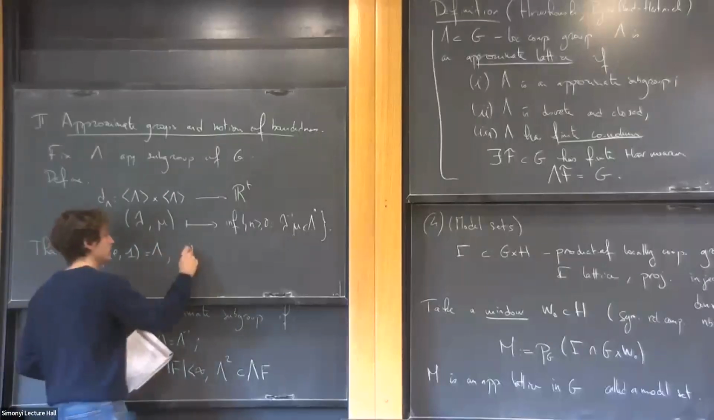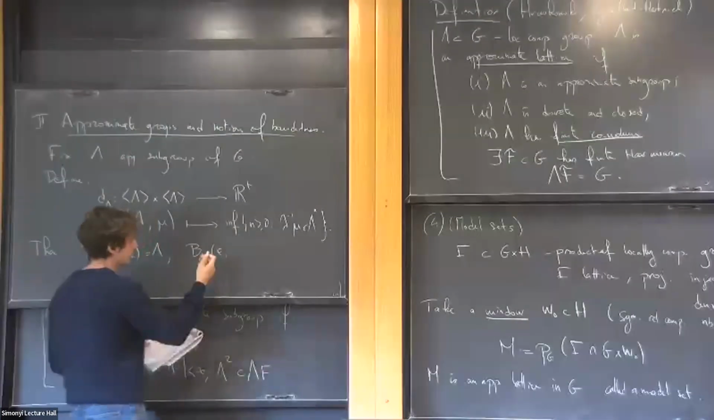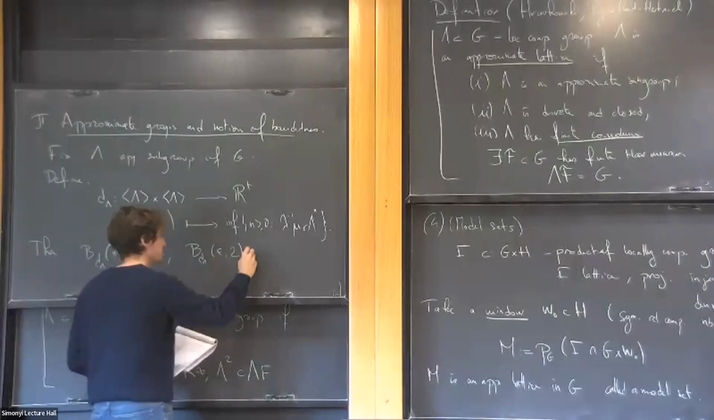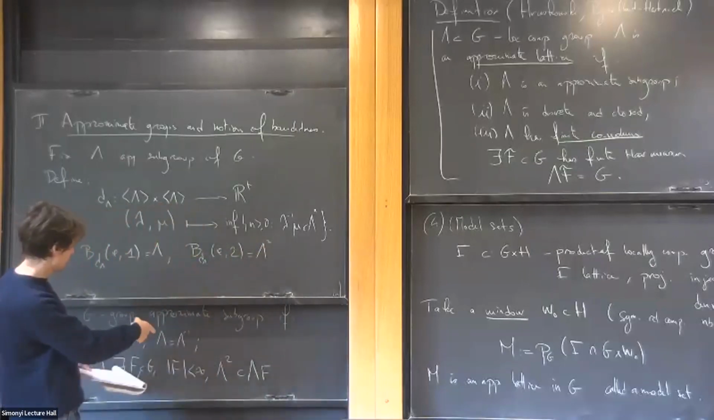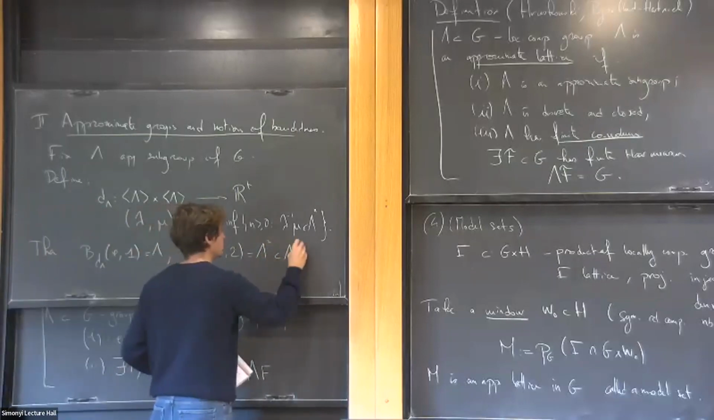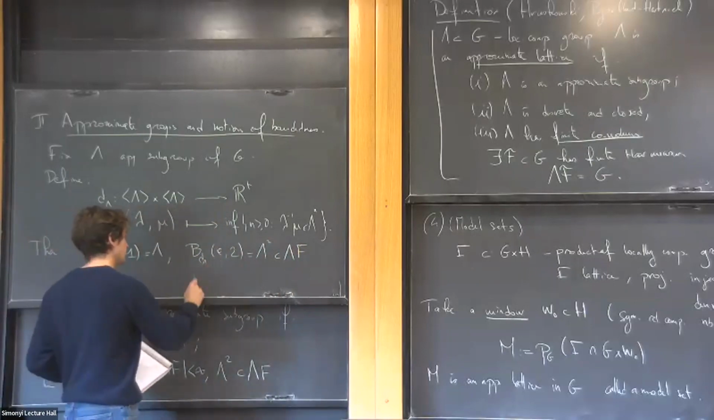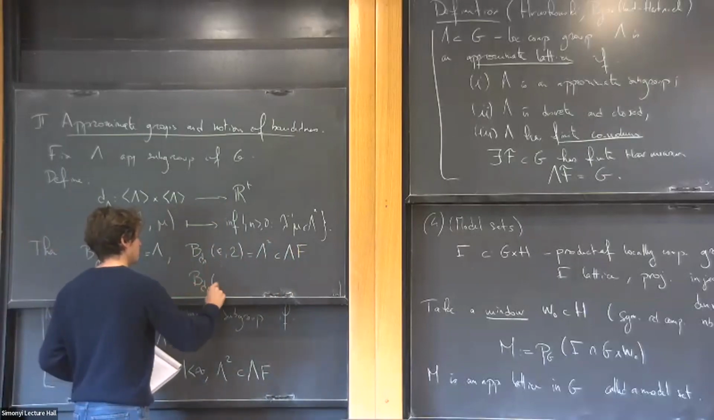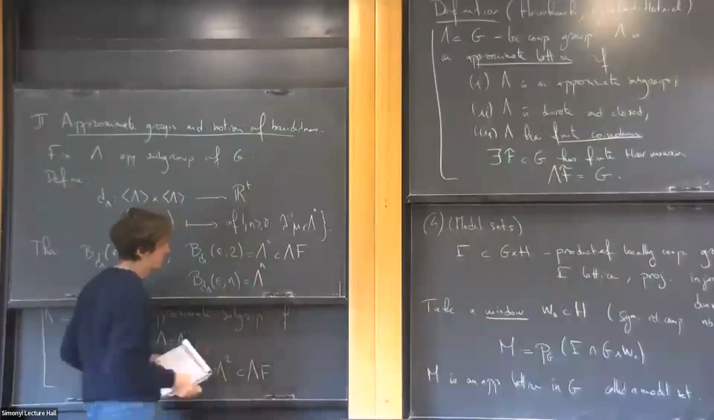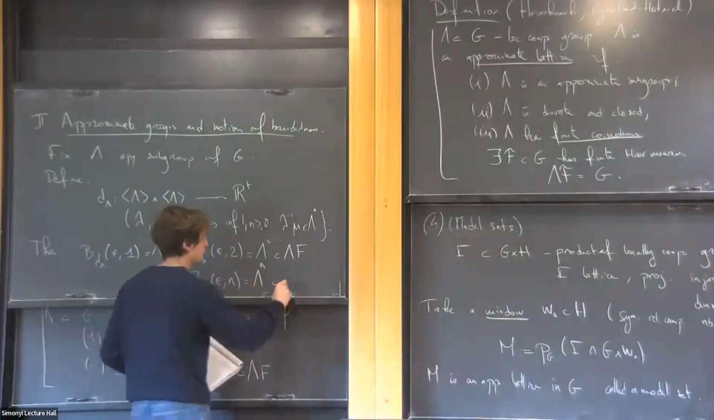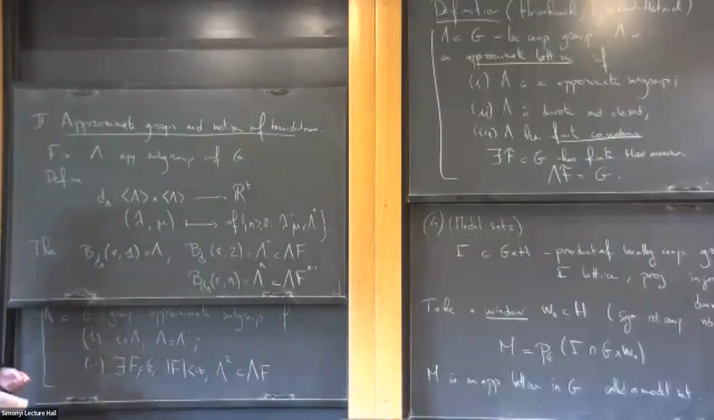You can go a bit further. The ball centered at the identity of radius 2 is equal to lambda squared. And by the definition of approximate subgroups, I know that I can put it in some lambda times F, for F some finite set. I can keep going like that. And what I know is that the ball of radius n is equal to lambda to the n, and this is just contained in lambda times F to the n minus 1.